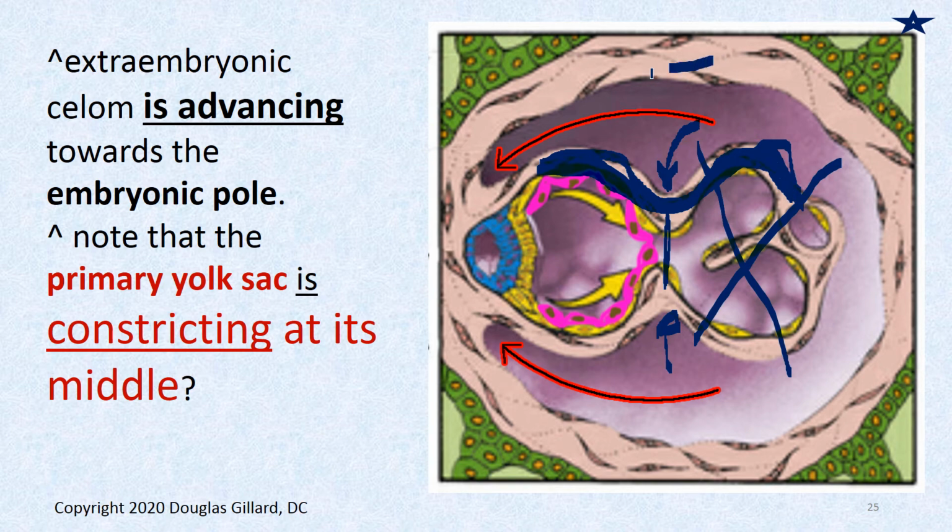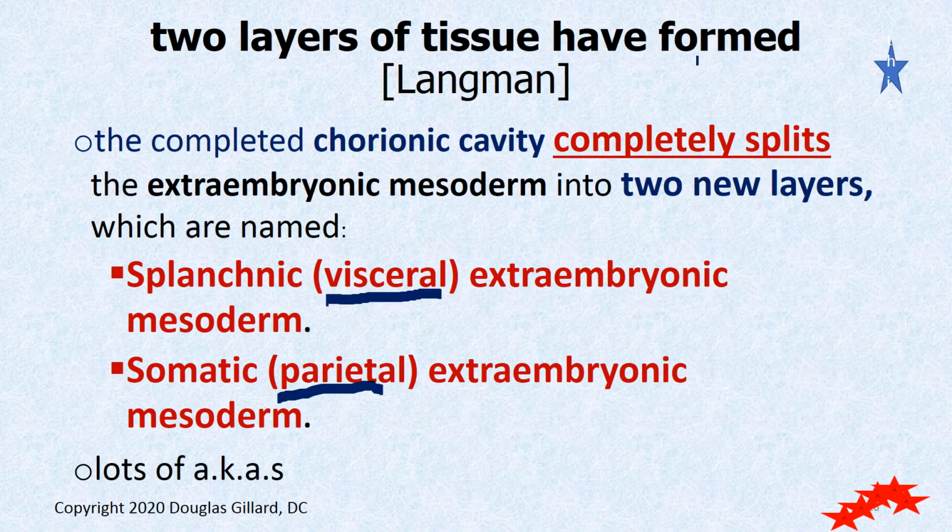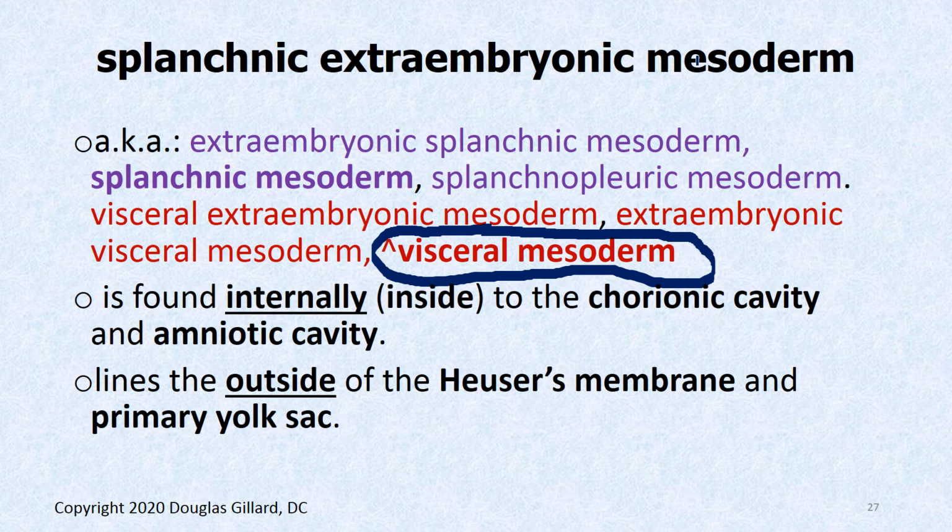But this one is the outside layer. So there's the parietal mesoderm, unfortunately also known as extraembryonic somatic mesoderm. The AKAs will drive you crazy. As if this class isn't hard enough without all these damn AKAs. Okay.